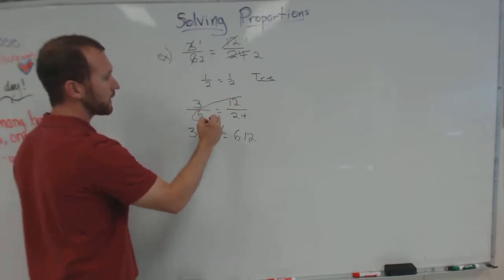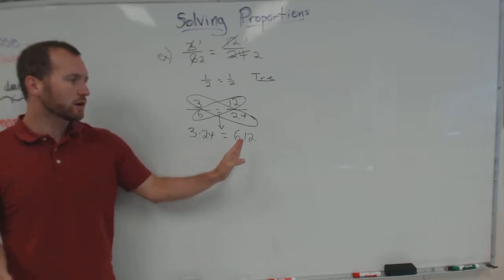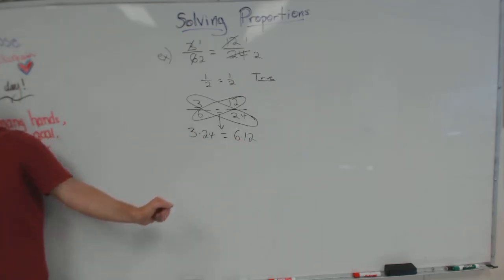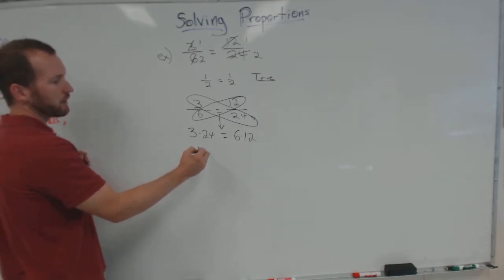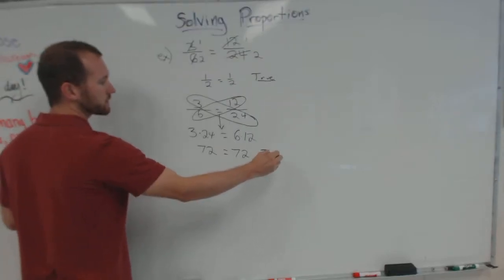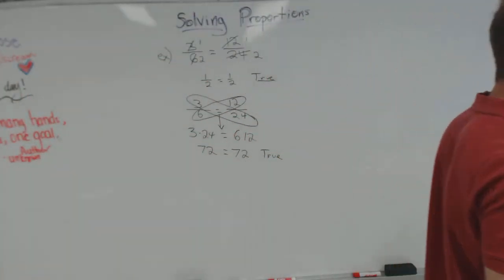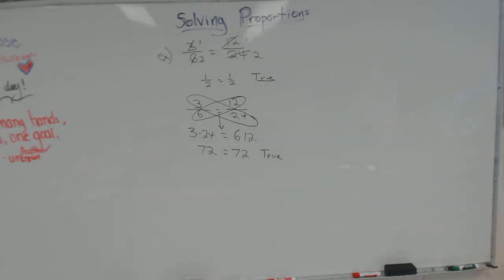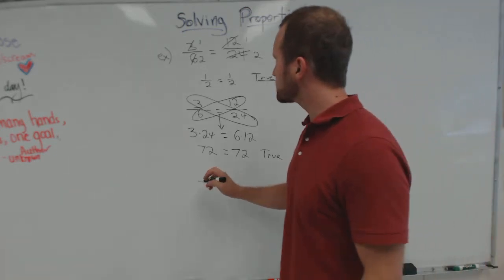Right? So we cross multiply across, just like Andrea said, 3 times 24 over here, and 6 times 12 over here. And we would find 3 times 24 equals 72, and 6 times 12 equals 72. And we could also say that this is true. So we have two ways of doing this. Okay. This is review. You've seen this.